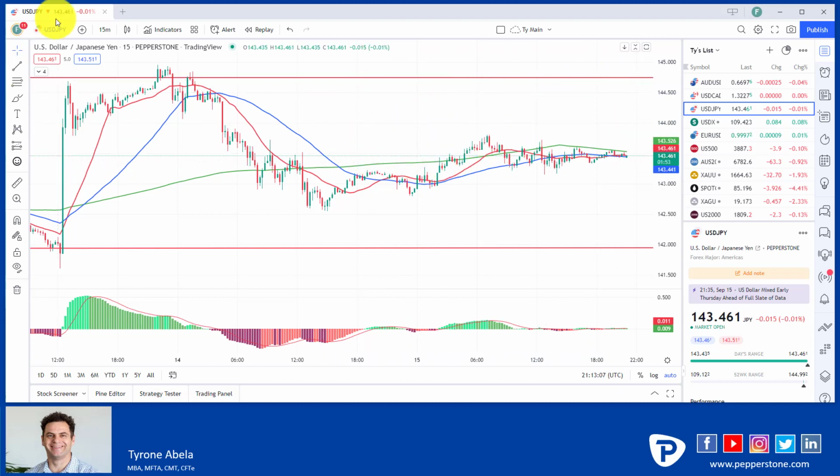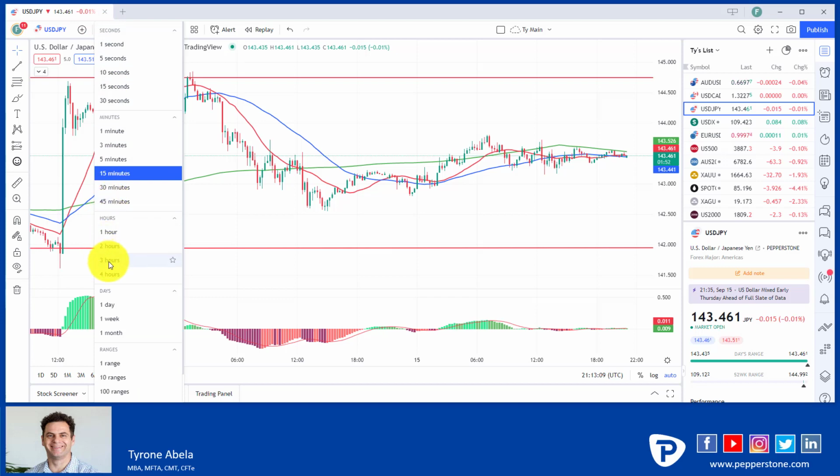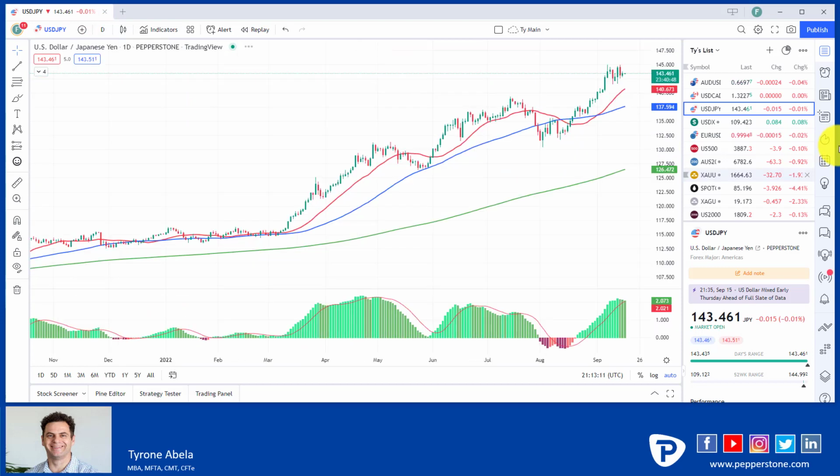So pretty straightforward trading on the yen. I think it's been pretty good. Okay, over to the dollar index.